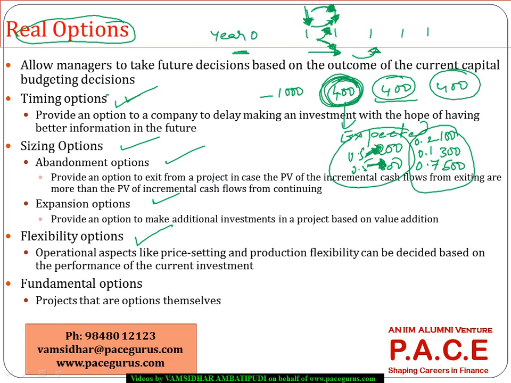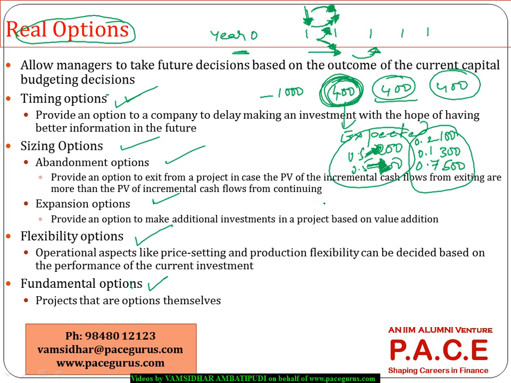And I can even think of fundamental options which are taking up additional projects based on the success of the original project. So the projects themselves are options. So if the profits are increasing, or if the cash flows are improving at the end of the first year, I'll take up another project.